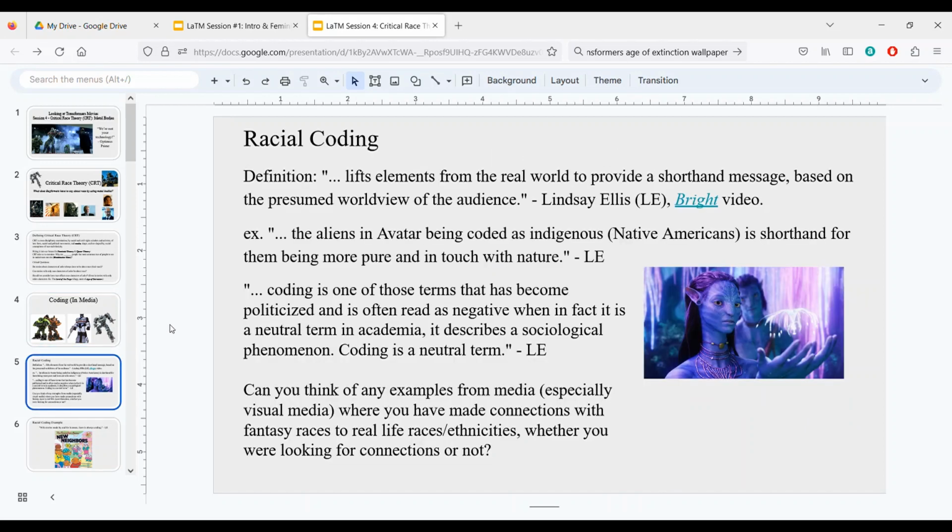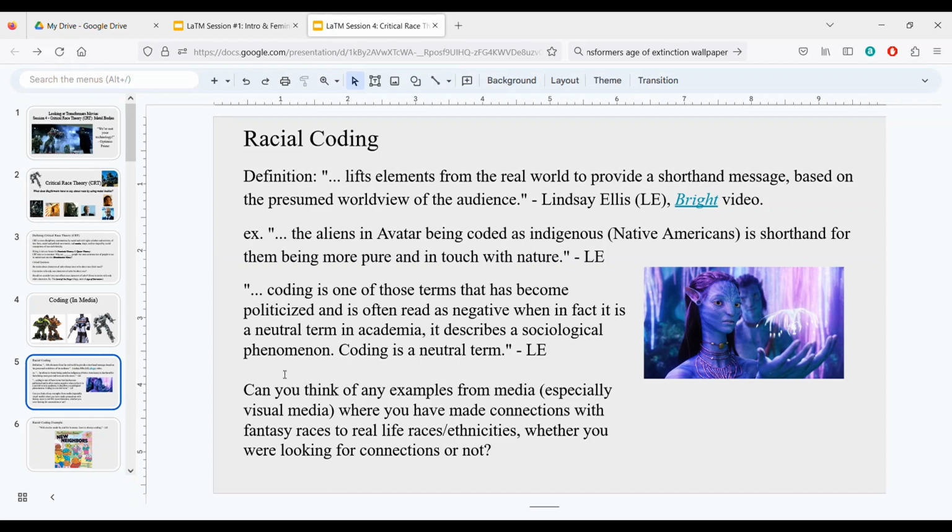So to define racial coding, Tommy, do you want to read the first two paragraphs there? All right. Lifts elements from the real world to provide a shorthand message based on the presented worldview of an audience, which is said by Lindsay Ellis. And the second quote is the aliens in Avatar being coded as indigenous Native Americans is shorthand for them being more pure and in touch with nature, which is also Lindsay Ellis' quote. Yeah, these are all Lindsay Ellis quotes. I'm mostly pulling from her Bright video.